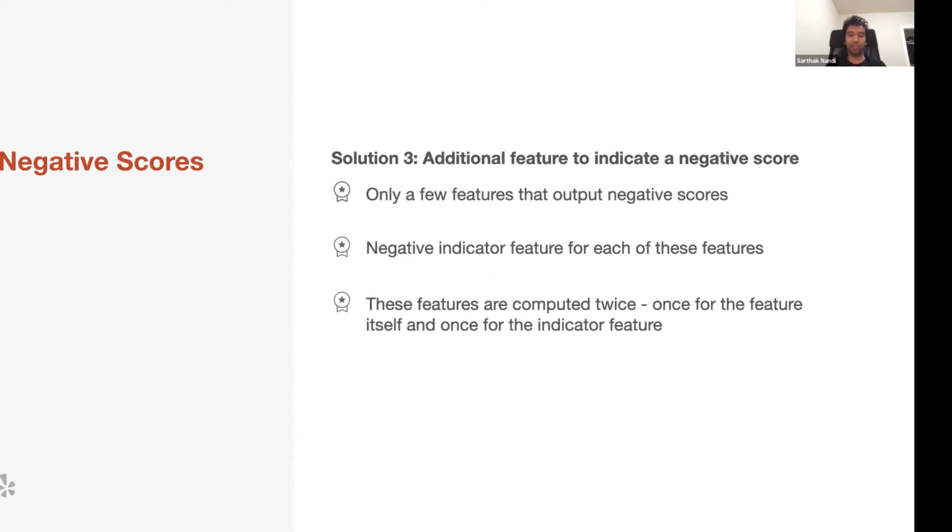So we looked at other solutions. What we wanted was a way to tell us that a feature had a negative score originally. So let's say that a feature had a negative score, we could multiply it by -1 and make it positive. And if we have a way to say that its original score was negative, we can multiply it by -1 to get the original score back. We have only a few features that output negative scores. So what we did was we added a negative indicator feature for each of these negative features. So now these negative features are computed twice, once for the actual feature and once for the indicator feature. This is still twice, but it is better than the multiple times in the previous solution.